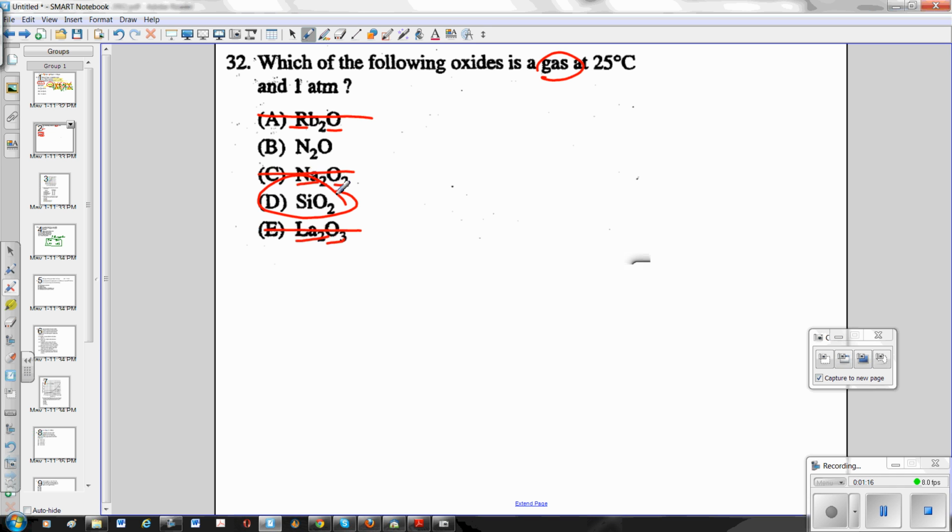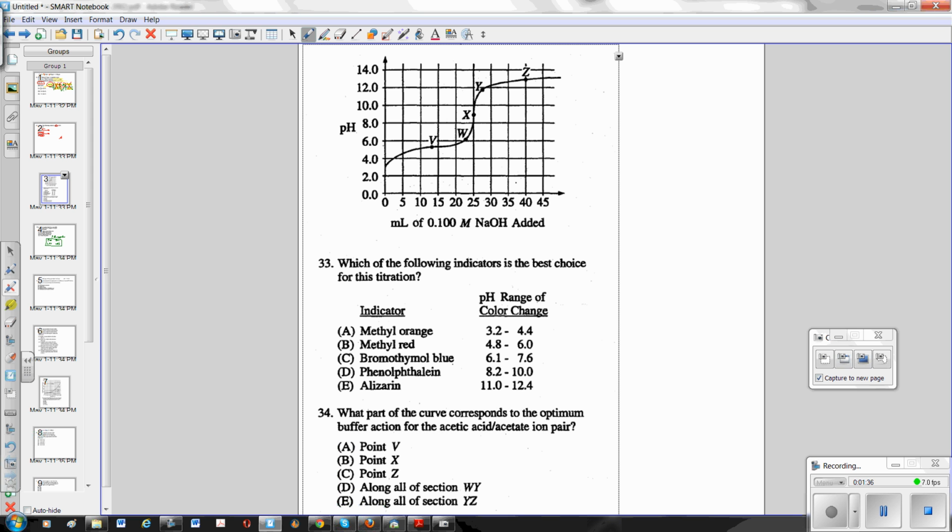The other thing is you should recognize SiO2 as quartz. It's one of the 2 common network covalent compounds that you're supposed to memorize. So that means this is a nonmetal on nonmetal, which means this would be a gas at room temperature.